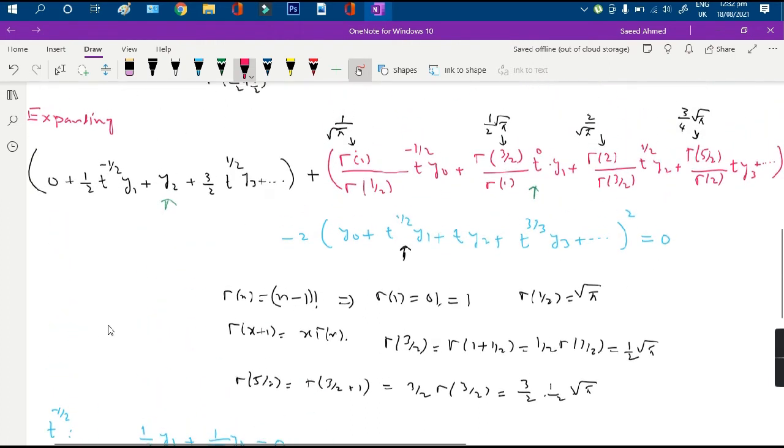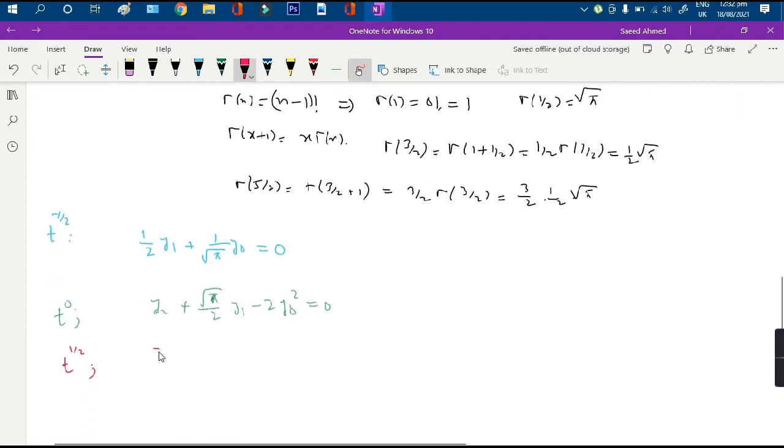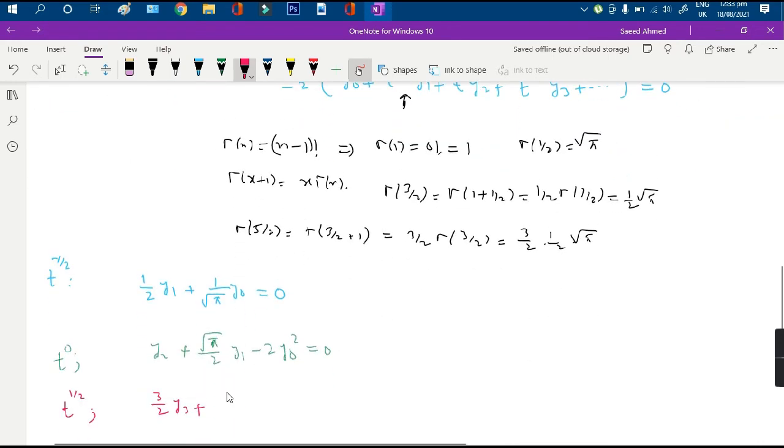Okay, from the first expansion, the term containing t to the power 1 by 2 is 3 by 2 into y3. And for the second expansion, we have this term which has t to the power 1 by 2, so it becomes 2 over square root of pi into y2.